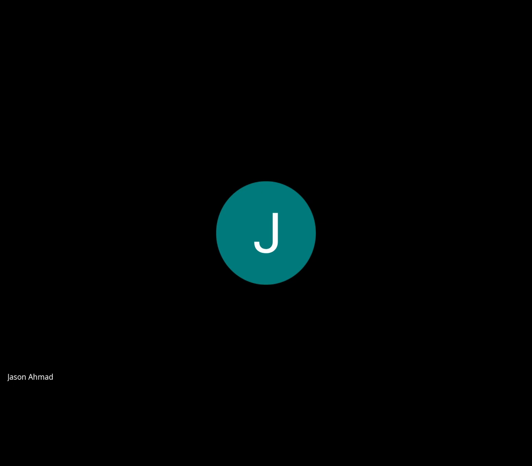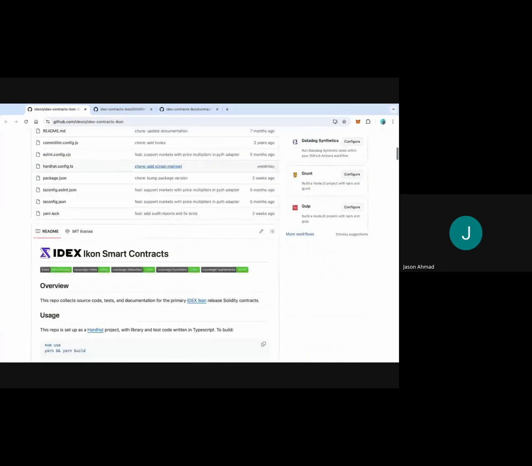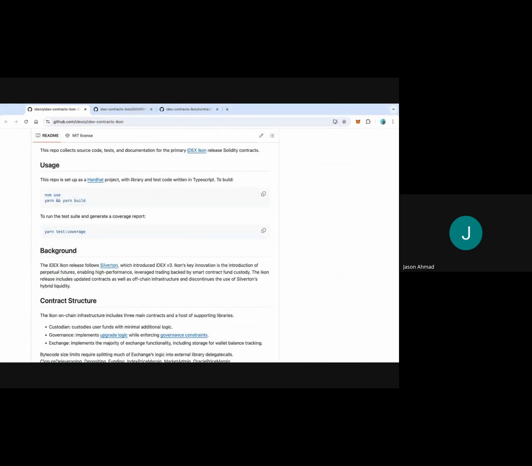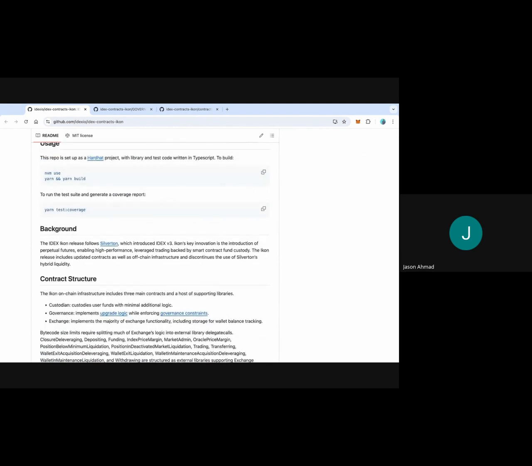But let's start by jumping into our primary repo for all the contracts for Icon here. This repo here is the starting point and best source for both code and documentation for this particular release. The key contracts are deployed and verified on Block Explorer. Again, these are linked in the Boost page.